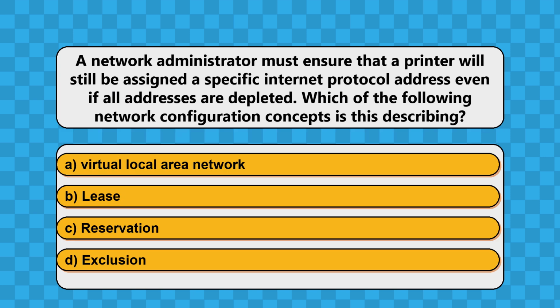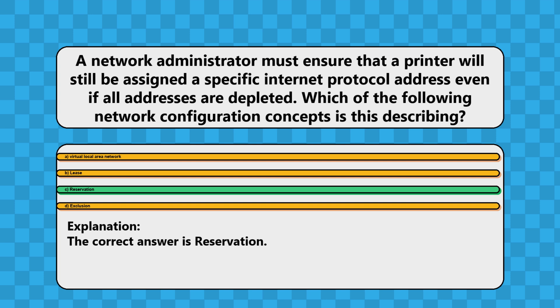Question 52. A network administrator must ensure that a printer will still be assigned a specific Internet Protocol address even if all addresses are depleted. Which of the following network configuration concepts is this describing? Option A, virtual local area network. Option B, lease. Option C, reservation. Option D, exclusion. The correct answer is option C, reservation.